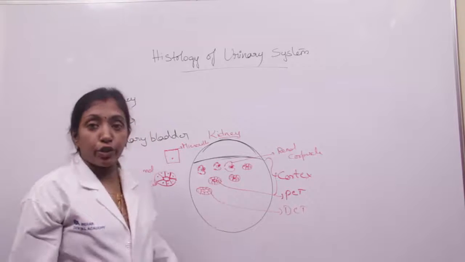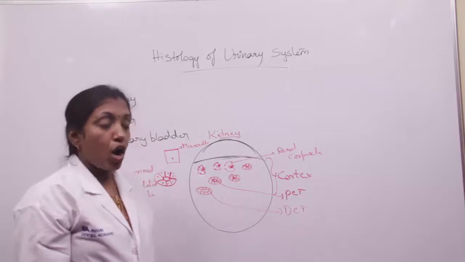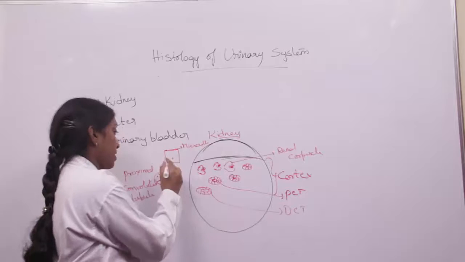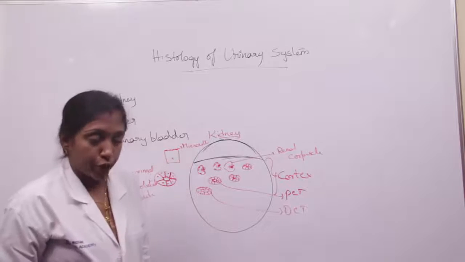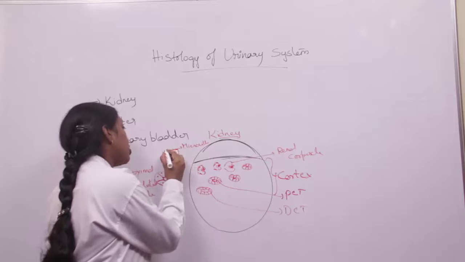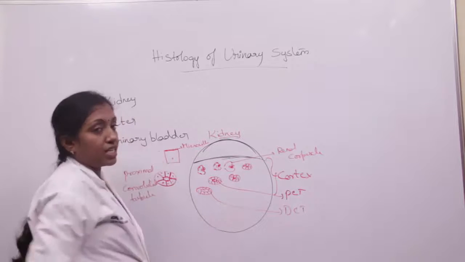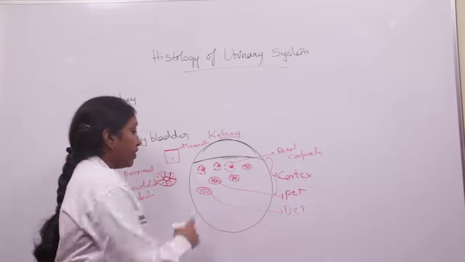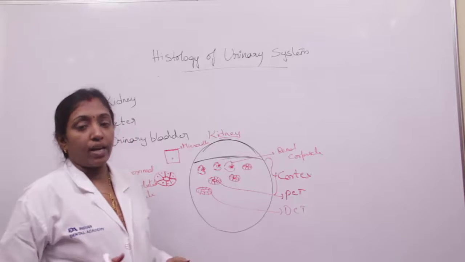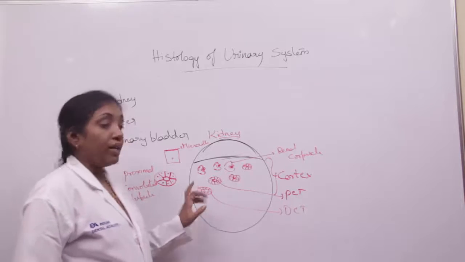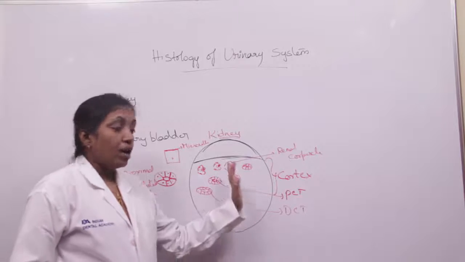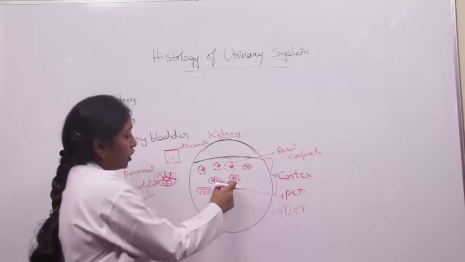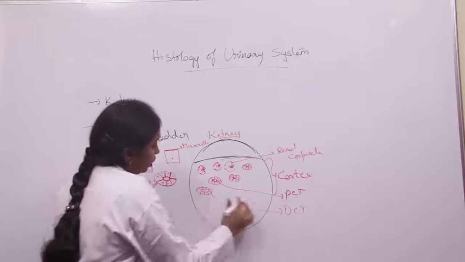Okay, so the proximal convoluted tubule is lined by simple columnar or cuboidal epithelium which has a striated border. Striated border means numerous microvilli are present at the top of the cell. That way the cells have a striated appearance. And coming to the distal convoluted tubule, the cells do not have a striated appearance. They are lined by simple columnar or cuboidal epithelium, and the lumen is comparatively larger when compared to the proximal convoluted tubule. That's about the renal corpuscle, proximal convoluted tubule and distal convoluted tubule. They are seen in the cortex of the kidney.